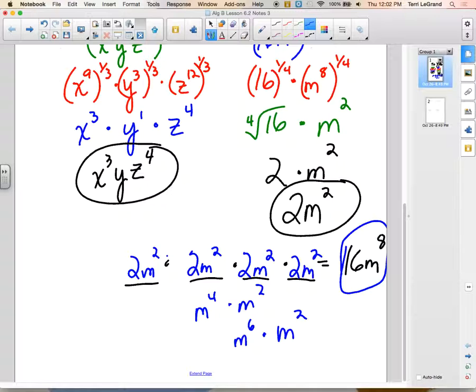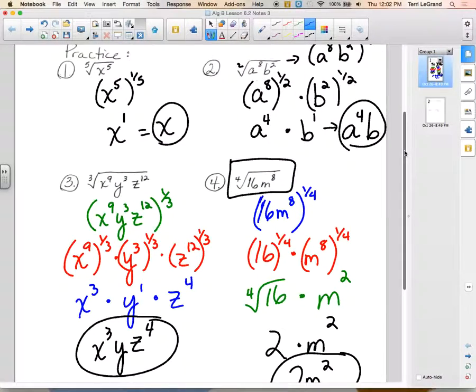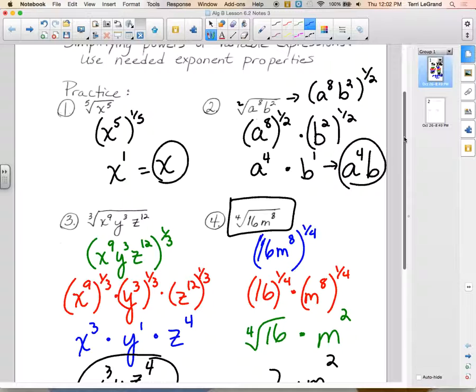Because what was it asking in the beginning? It was asking what times itself 4 times gives you what's underneath that radical sign, 16 m to the 8th. So that should hold true for all of these problems, shouldn't it? What's number 2 asking for? What times itself 2 times is a to the 8th power b to the 2nd power? Are you feeling pretty good about that? a to the 4th times a to the 4th, b times itself would be a to the 8th, b to the 2nd.